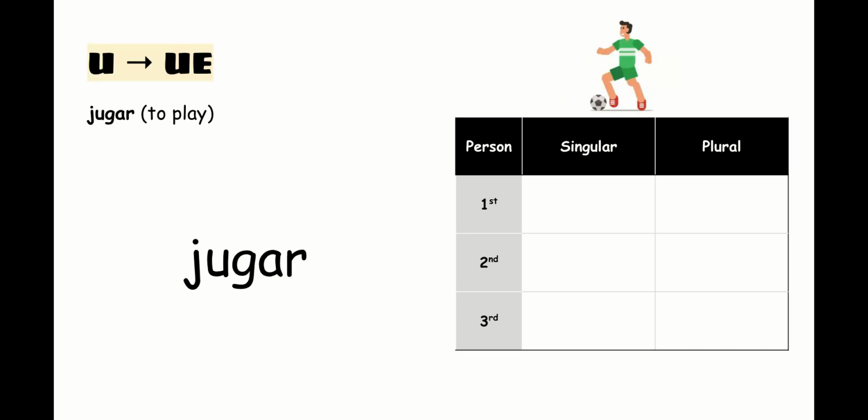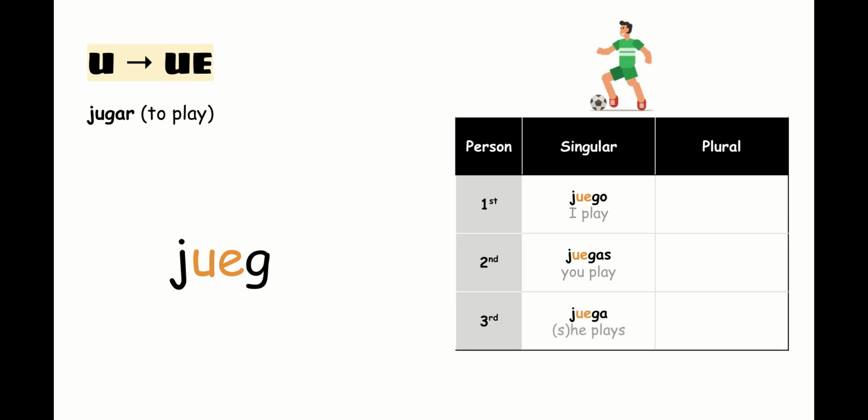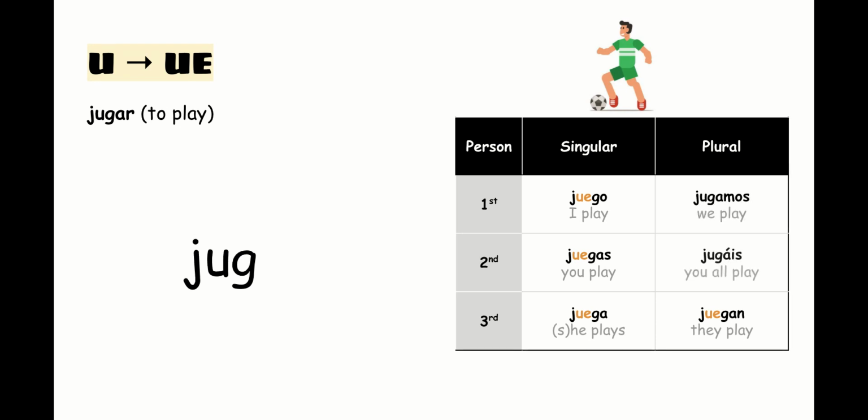Jugar is our only U to UE verb, and it means to play. So when we conjugate it, we're going to find the stem and pick out the last vowel, which is the U. And then we can change that U to UE. So we've got jueg, and we can conjugate it juego, juegas, juega. Notice we're using the AR endings here because jugar is an AR verb, and juegan in the boot shape. Now to do the nosotros and vosotros forms, we're going to change it back to jug and say jugamos and jugáis.